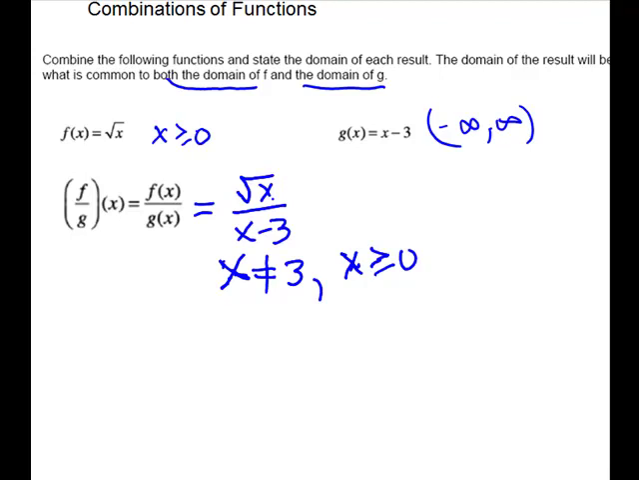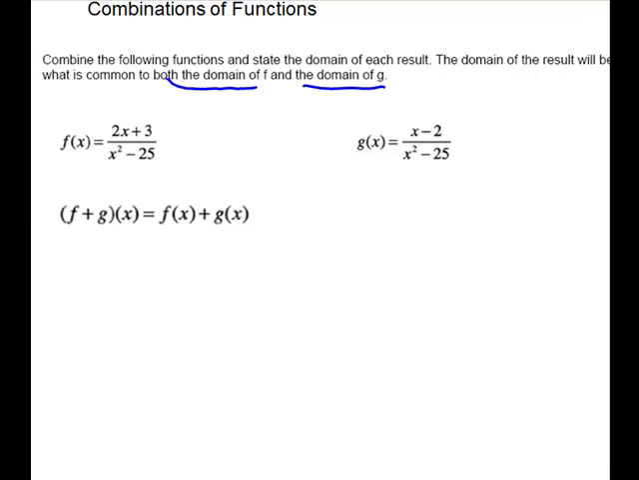So let's do interval notation. So we're going to start at 0. We're going to go up to 3, but we don't want 3. So we have to use parentheses. And then we will start again at 3 to infinity. And that is how you leave the 3 out.